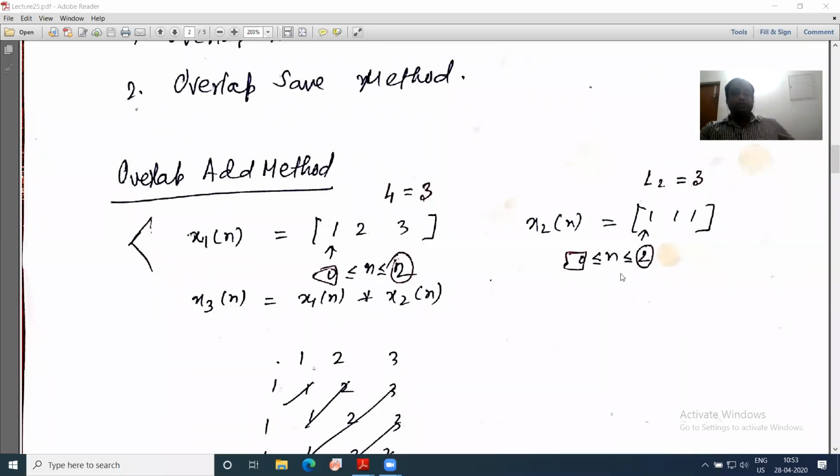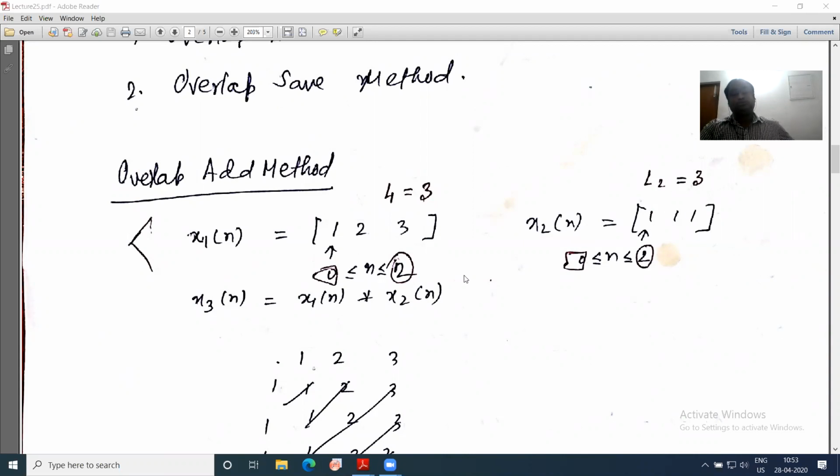Now, if we find the convolution of this, what is the length of x1 of n? Length means the number of data points in x1 of n. Since the number of data points in x1 of n is 3, the length L1 equals 3. Now for x2 of n, the number of data points is 3, because 1, 1, 1. So the length of this is also 3.